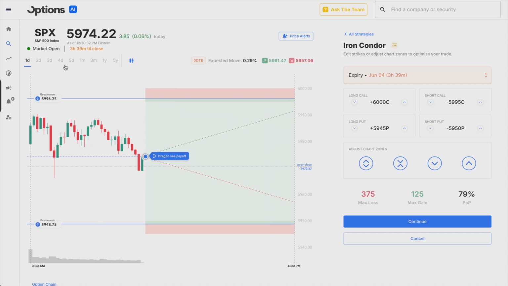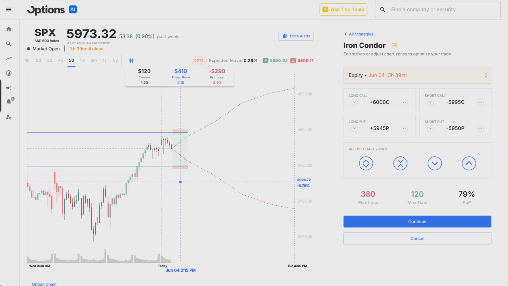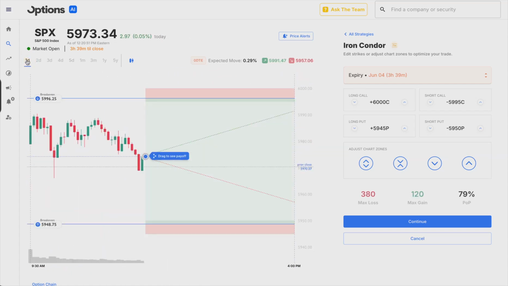But what I like to do is sort of take it on a couple of day charts, see where those levels set up versus the expected move, and then versus some of the highs and lows recently over the last day in this case. And you can kind of get a sense of where this trade fits in space and time.